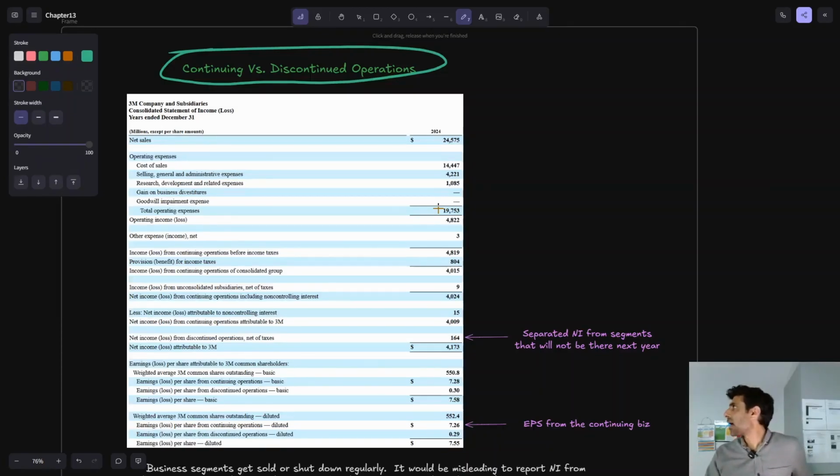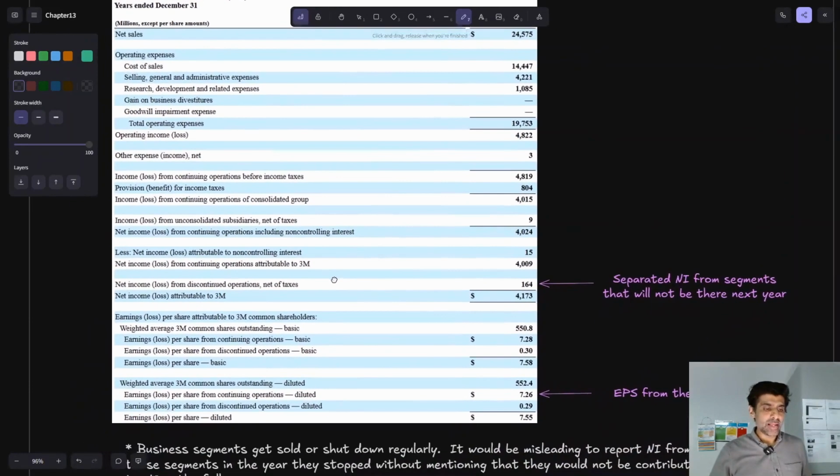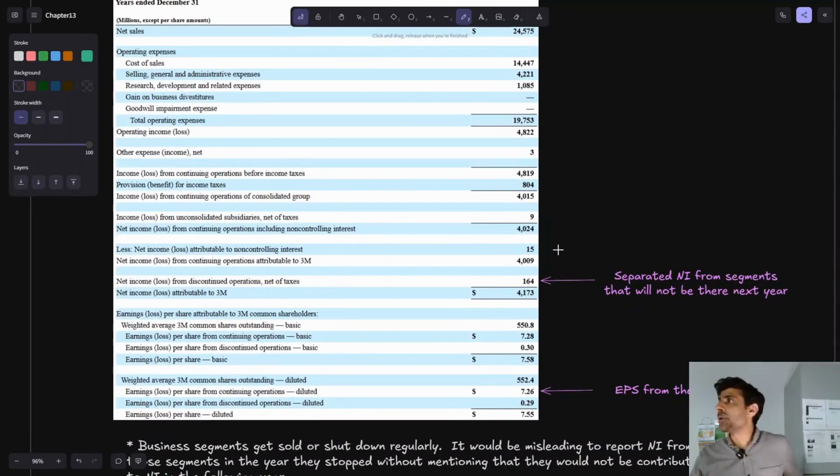And if you're not told that, you could be misled about the financial performance, because if one quarter you have this existing segment and then it's gone in the next quarter, there will potentially be a big drop in the profit or the revenue. So what a company will do is break out any of the income attributable to discontinued operations. You can see here, this is for 3M.